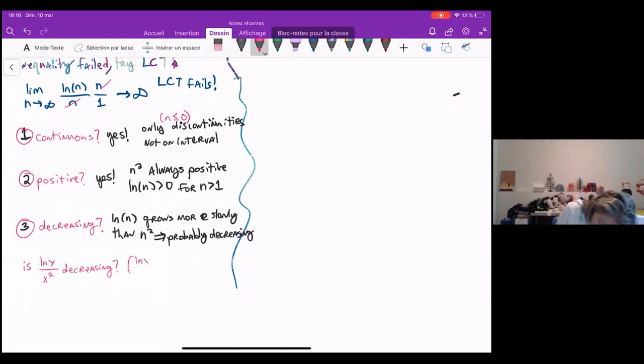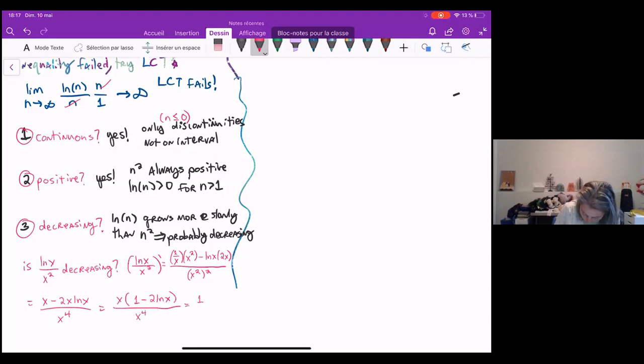So we're going to think of, is ln x over x squared decreasing? Well, the derivative of ln x over x squared, we're going to apply our quotient rule. So this is 1 over x times x squared minus ln x times 2x, all divided by x squared squared. So this is x minus 2x ln x over x to the 4th, which is x times 1 minus 2 ln x over x to the 4th, which is 1 minus 2 ln x over x cubed.